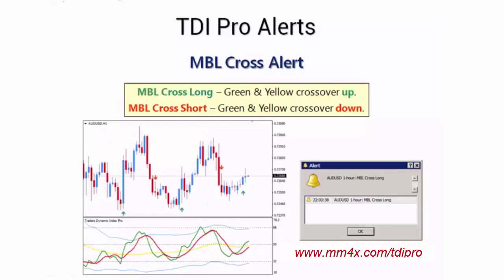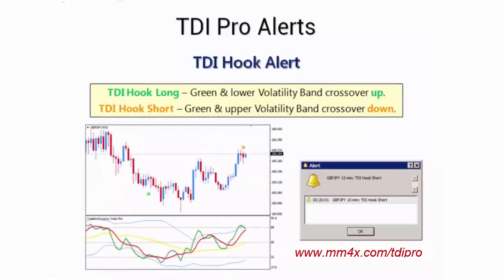The second alert is the MBL cross alert. This is when the green line crosses the yellow line, suggesting that current market sentiment is making a shift, an immediate momentum shift against the overall market sentiment in the marketplace. Generally, I found that when a green line crosses over the yellow line, the market is shifting in the opposite direction of the trend.